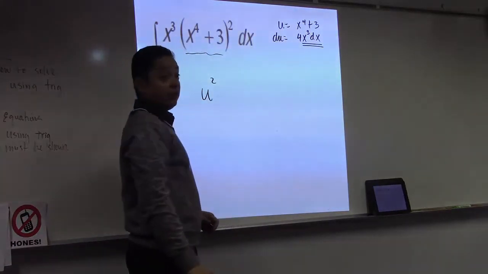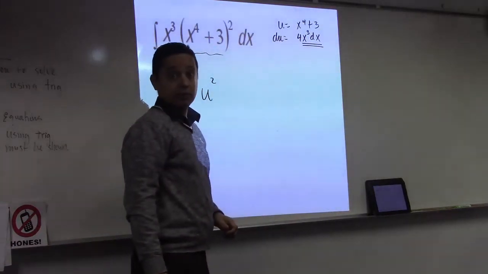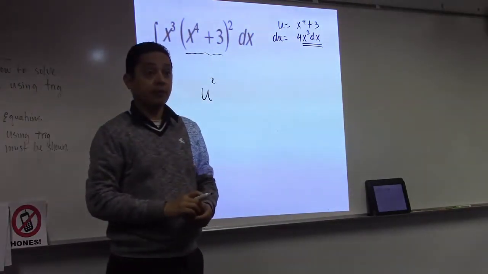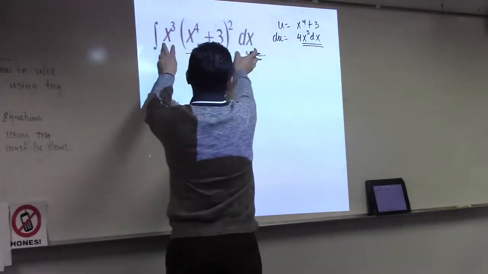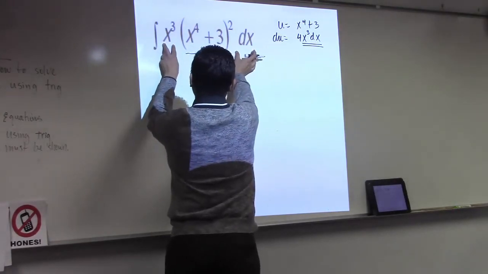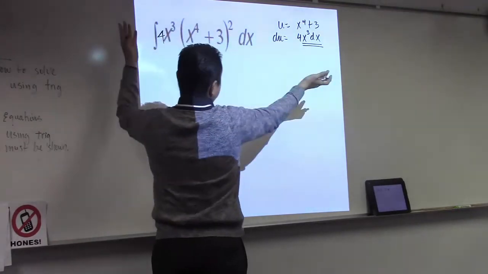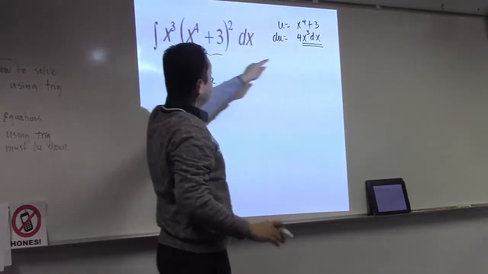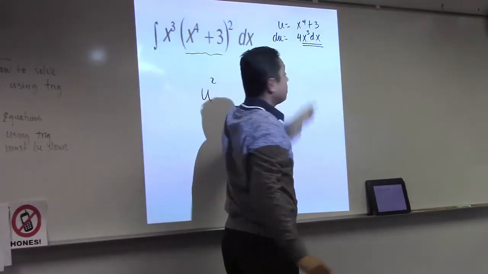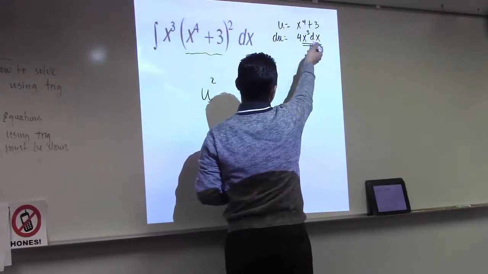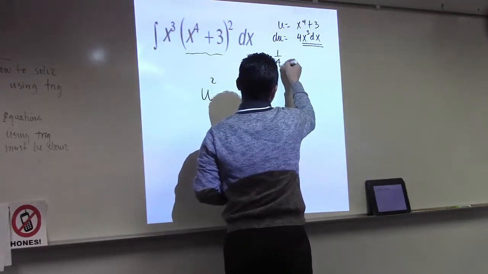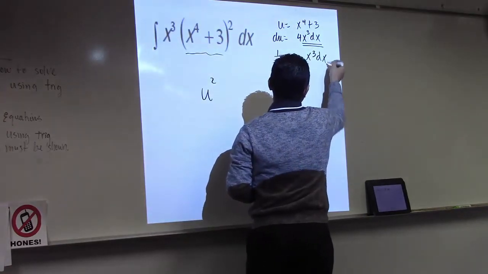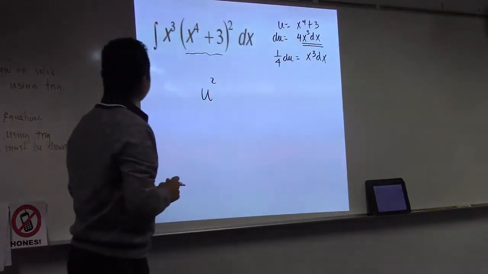So I have no need for that 4, right? Why don't you have a need for the four? Because I only need to replace these two things right here. I don't need a 4, unless I had a 4 right here, then it would be a perfect match, right? But I don't. So I need to remove this 4 from here. I'm going to divide both sides by 4. So I have 1/4 du equals x cubed dx. And now it's a perfect match.